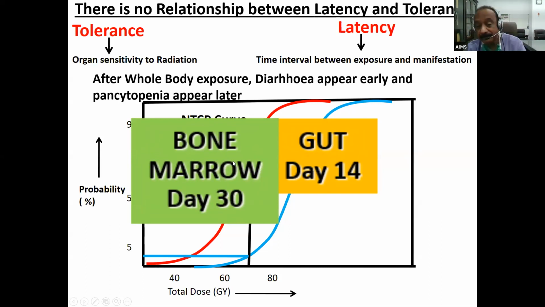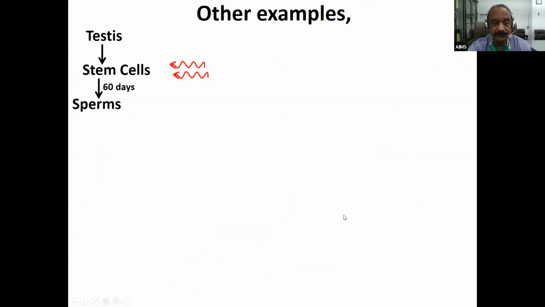This is what I'm trying to tell you, that if manifestation or clinical symptom of any organ appears early, it does not mean that that organ is more sensitive to radiation. Similarly, take an example of testis. We know that in testis, we have a stem cell which multiplies and gives rise to sperm, and it takes 60 days from a cell to form a sperm.